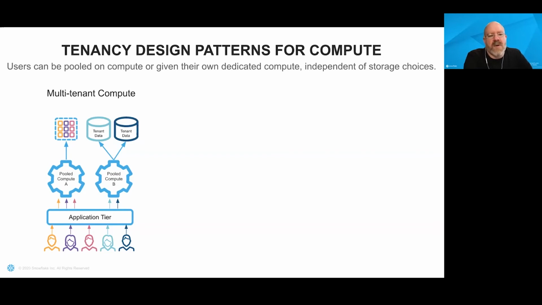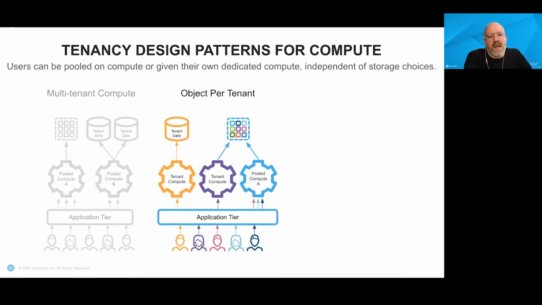The idea here, though, is that tenants are going to share compute and you're going to try to gain efficiencies in your compute spend by having them do so. In object per tenant, we're going to start to dedicate compute to different tenants. So you can see here orange and purple have their own dedicated compute. And again, it really doesn't matter whether orange is going to its own object per tenant database or whether purple is querying a multi-tenant table. We can still dedicate them on their own compute. So again, this idea that you can mix and match these models.